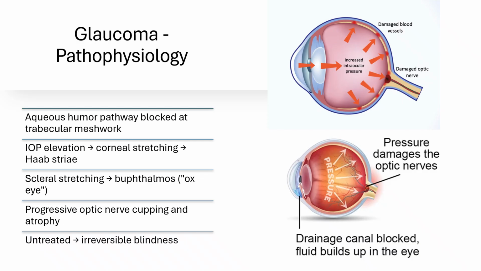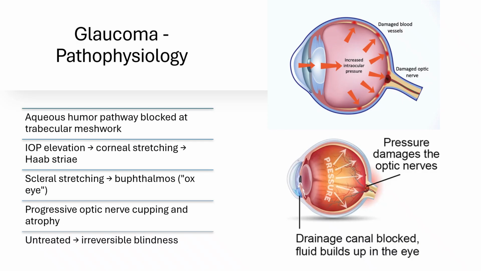Meanwhile, the optic nerve suffers progressive damage. Elevated pressure causes cupping and atrophy of the nerve head. Unlike adults who lose peripheral vision first, infants develop diffuse vision loss. The developing visual system cannot compensate for this damage. Without treatment, the cascade progresses to irreversible blindness.